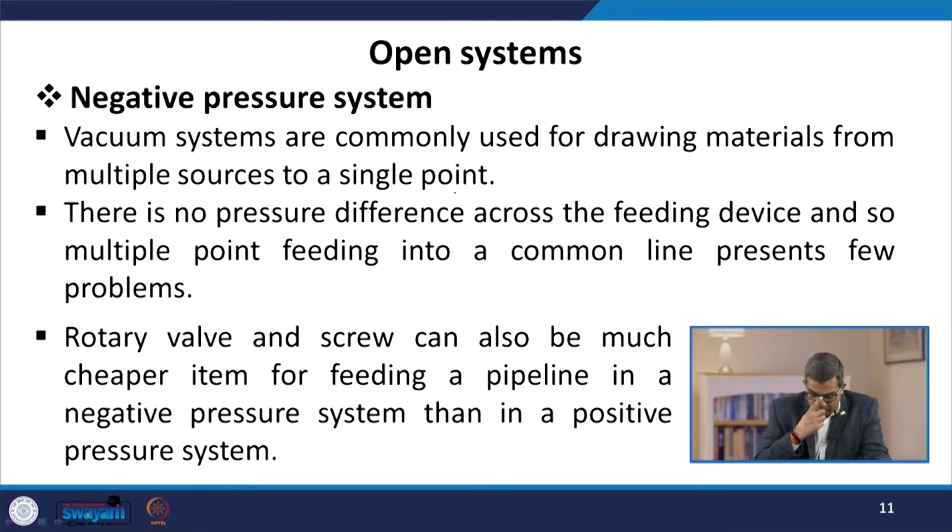Now, let us talk about the negative pressure system. Vacuum systems are commonly used for drawing materials from multiple sources to a single point. There is no pressure difference across the feeding device, so multiple point feeding into a common line presents several problems which need to be addressed.